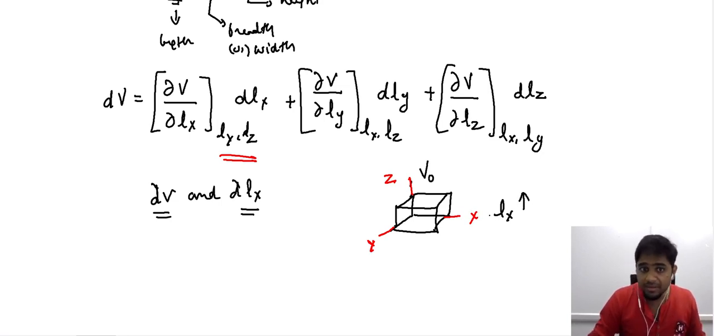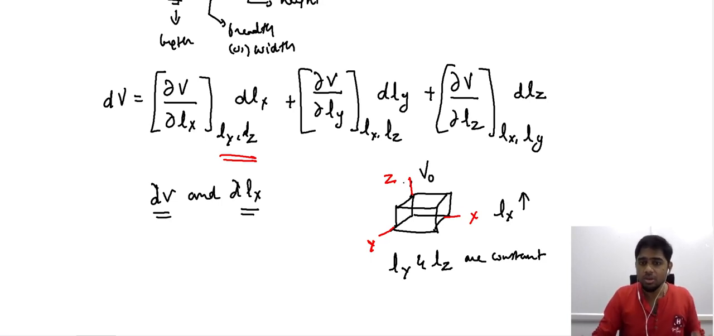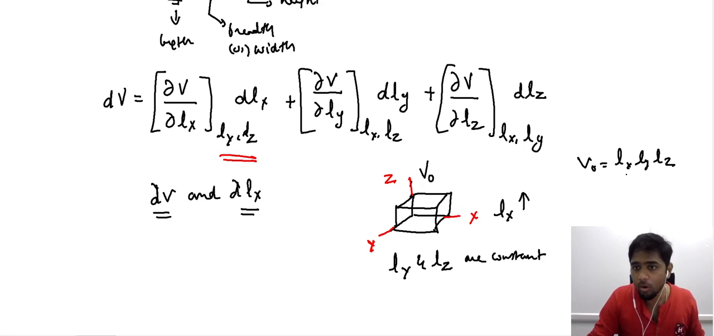So we are considering this term alone here. In this term, we have assumed that the dimension along y and the dimension along z are constant. So in this case, we are increasing the dimension along the x-axis alone, and correspondingly your volume increases. When you consider the relation between the volume change and the dimension along the x-axis, let us assume it to be a cuboid. In this case, the volume V naught will be equal to Lx, Ly and Lz. And now what we are changing is Lx alone. So this is the only variable and these two are constant.